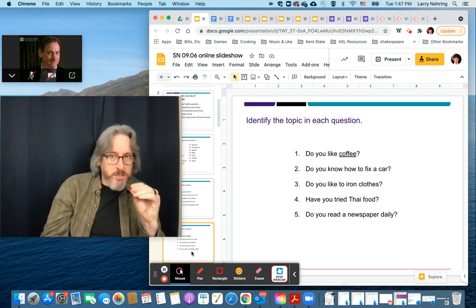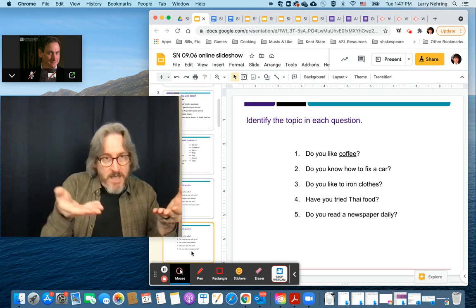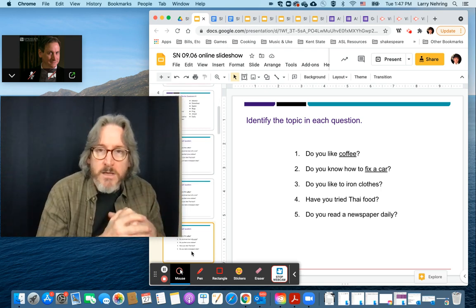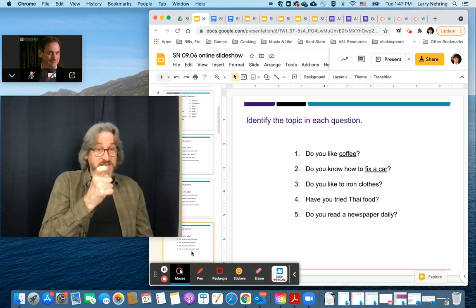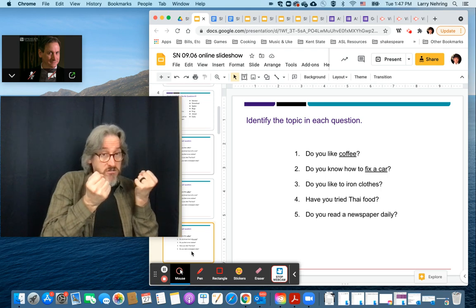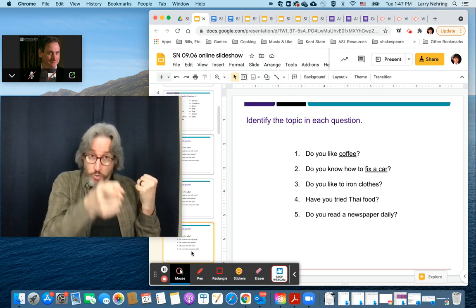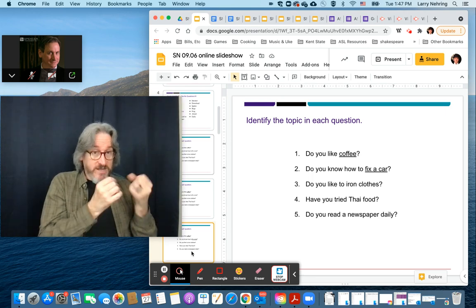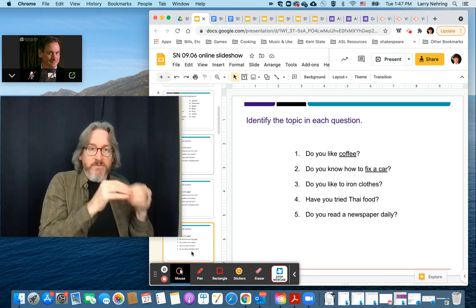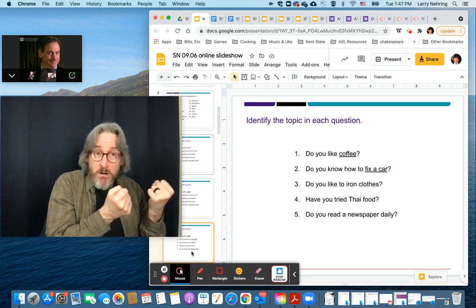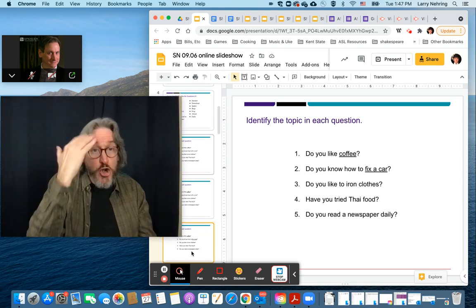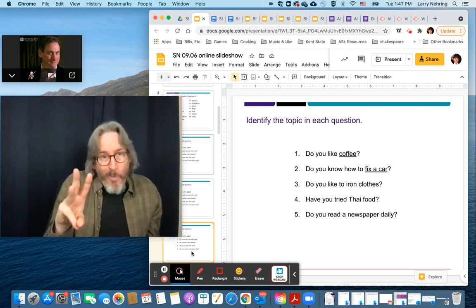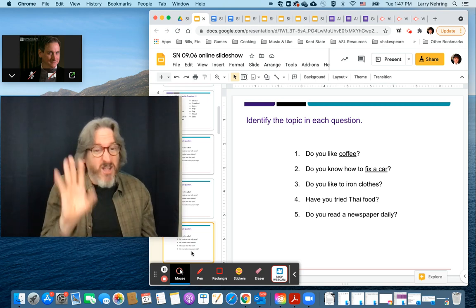So take a look at each successive sentence, and I followed what the book does, and we label what is the topic. So how would you sign fix a car? That's the topic. Fix a car, right? So fix a car, here's my topic. Fix a car. Got it? Okay, you know what I'm talking about. Do you know? Or know how? How? See, that's where that can be helpful.